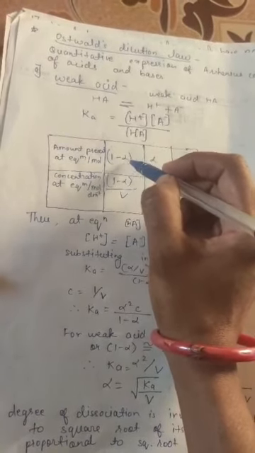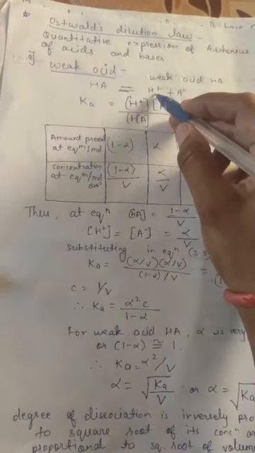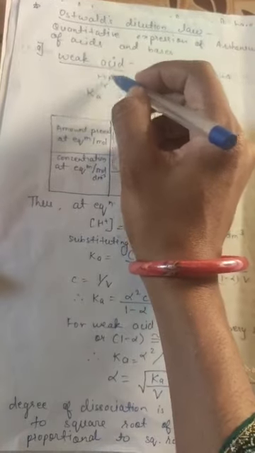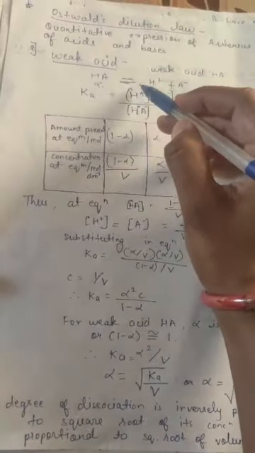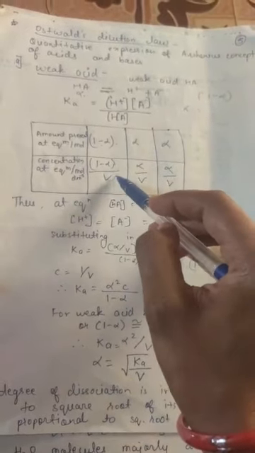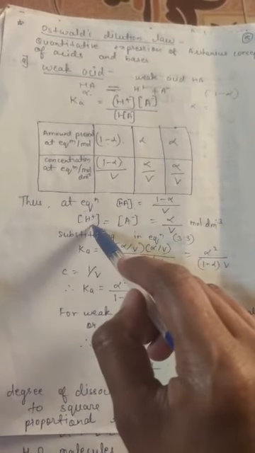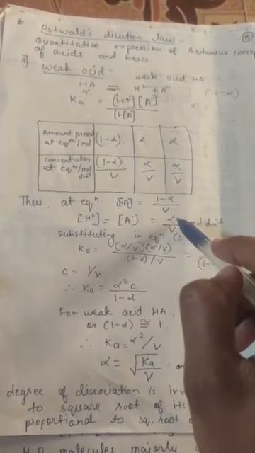Now, what will be the amount present at equilibrium? Alpha is the degree of dissociation. Since it is a weak acid, it will dissociate into some ions, so the undissociated part will be 1 minus alpha. In terms of concentration, it will be 1 minus alpha upon V. Thus at equilibrium, HA is equal to 1 minus alpha upon V, and the H plus concentration and A minus concentration will each be alpha upon V.